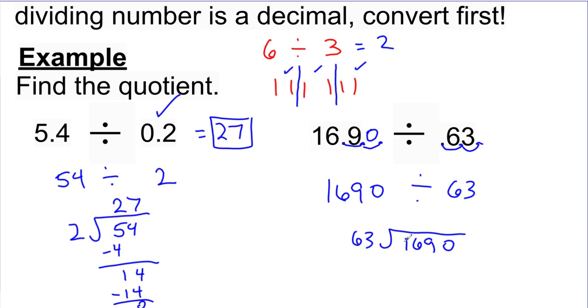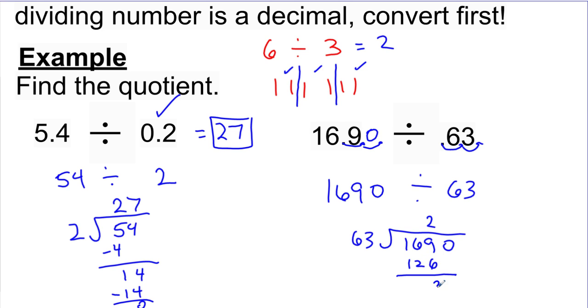Well, 63 does not go into 1. 63 does not go into 16. 63, the first number is 169. So 63 into 169, it looks like I can go twice, because if I try to go 3 times, I'd be 180 something. That's too big. So 2 times 3 is 6. 2 times 6 is 12. Okay, let's do some subtraction.